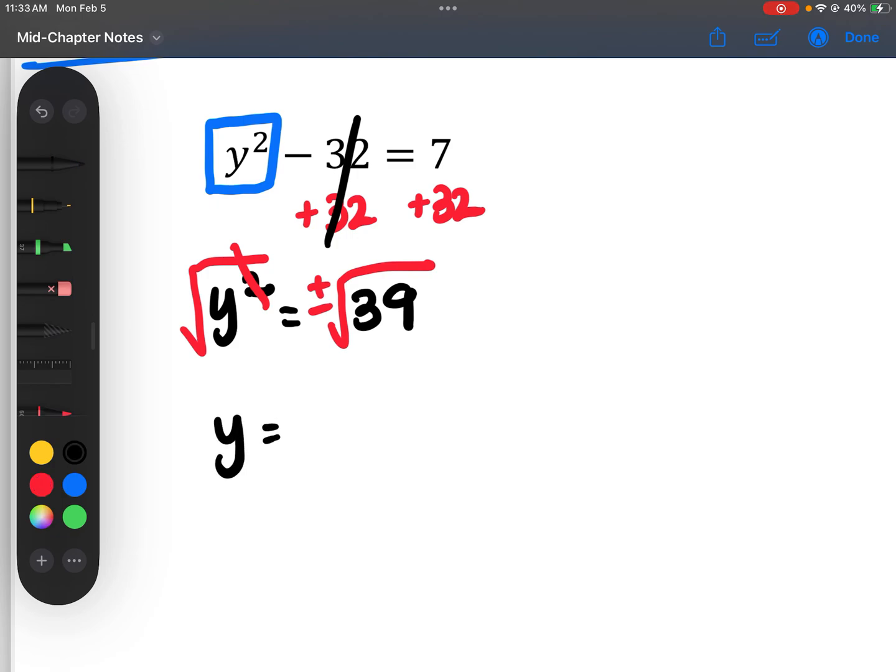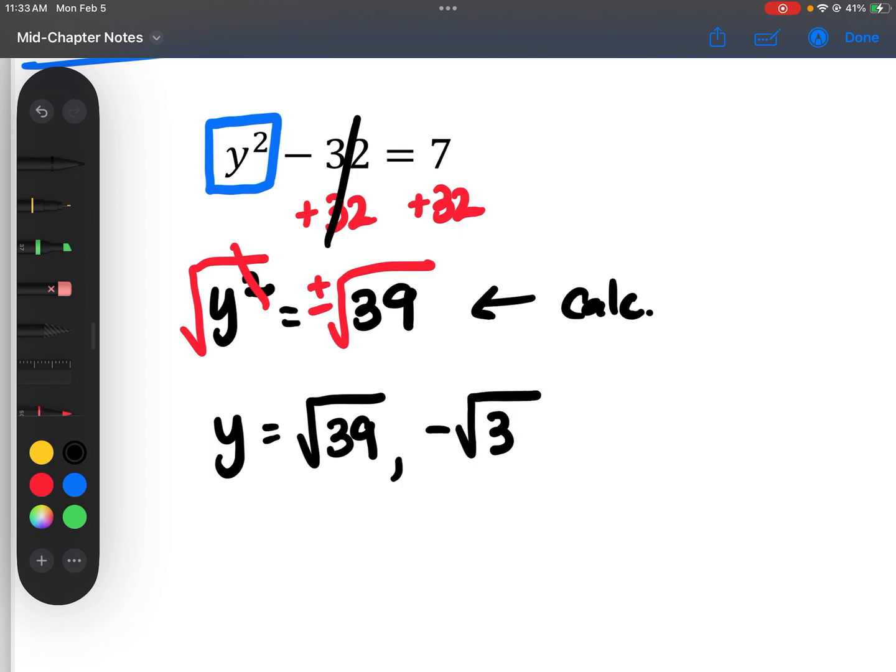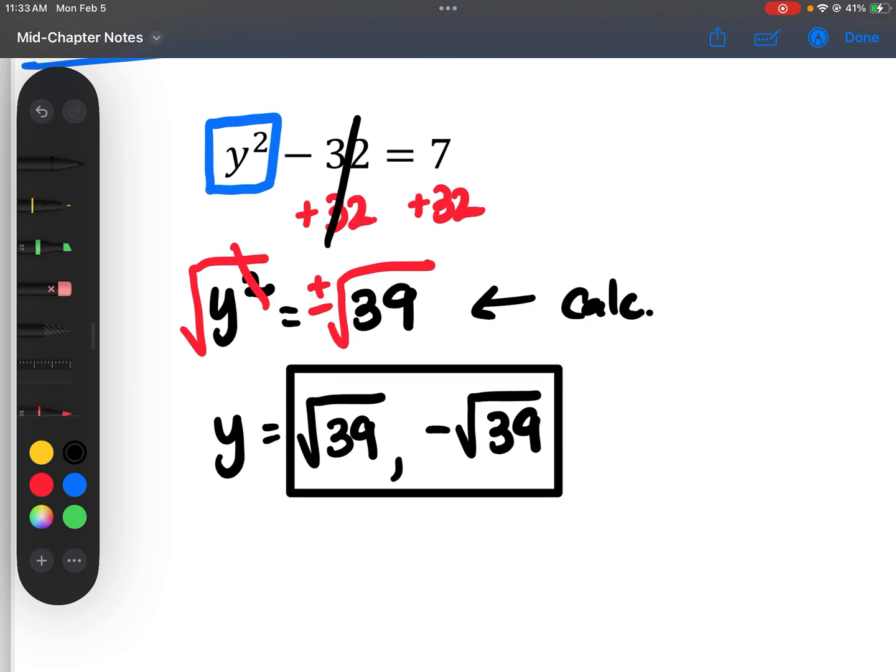So we're left with y equals, and then you type this into a calculator. Now in this problem, if you type square root of 39 into the calculator, you get just plain old square root of 39. Now remember, there's two answers. There's positive and negative square root of 39. So I'm going to also put an answer of the negative square root of 39, and then you're done.